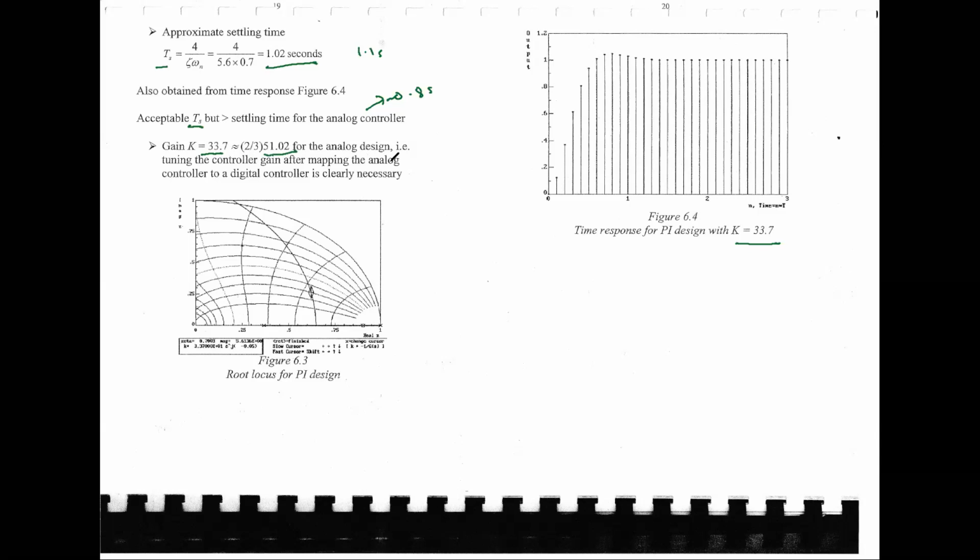So you can't use the analog parameters directly in a digital design. You have to tune the controller parameters, the controller gain, that is, after you map the analog controller to a digital controller. This is necessary. Otherwise, you won't get satisfactory performance. So this is one of the examples. There are other examples that we will look at shortly.